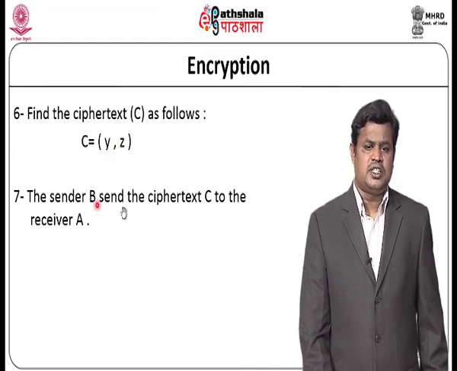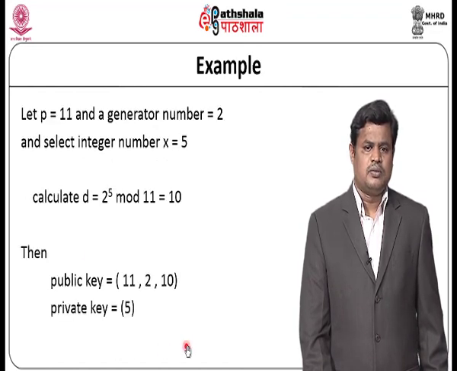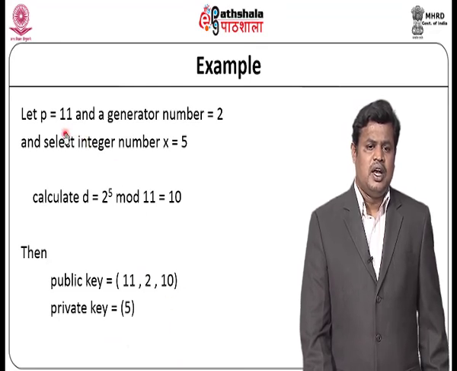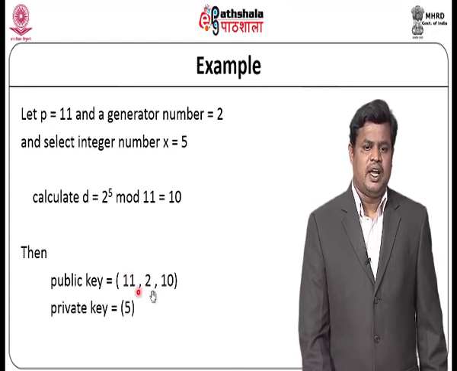So the sender sends the cipher text to the receiver. The same steps are going to be repeated. After receiving this particular value, the receiver can recompute it. Now we will look into the example. Let us assume that two persons are going to send a message with the help of this public key and the private key.